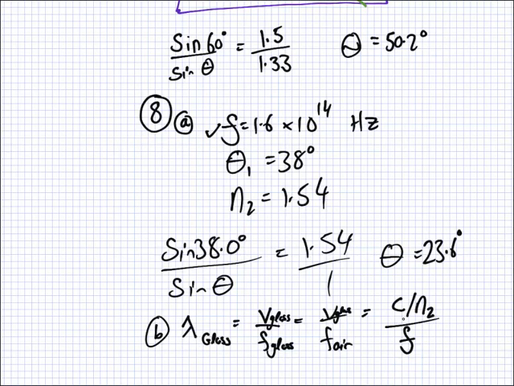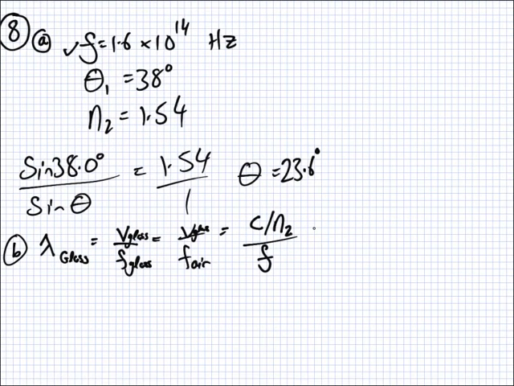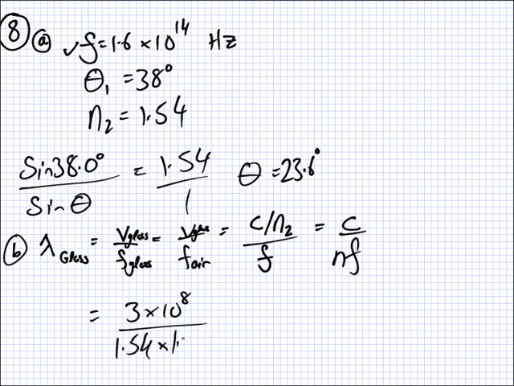All right, so we just bash those numbers into the calculator. If I want to clean it up, it's C over NF. So that will be 3 times 10 to the 8 over 1.54 times 1.6 times 10 to the 14. I have a feeling the 3s will cancel, and I'm left with 10 to the minus 6. So 10 to the minus 6 is the answer.